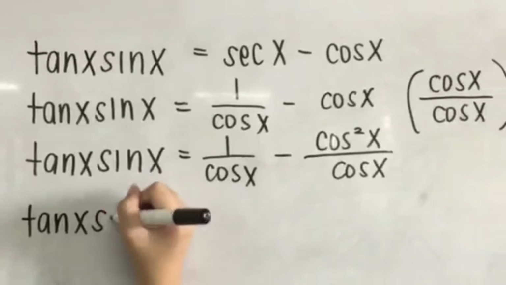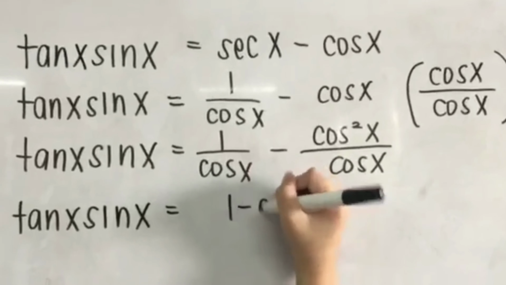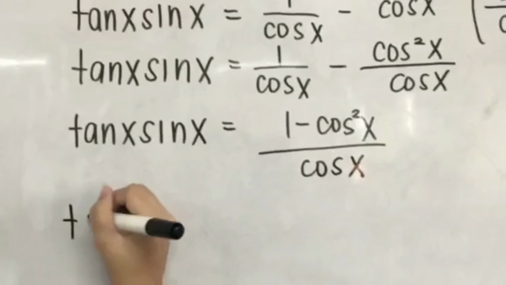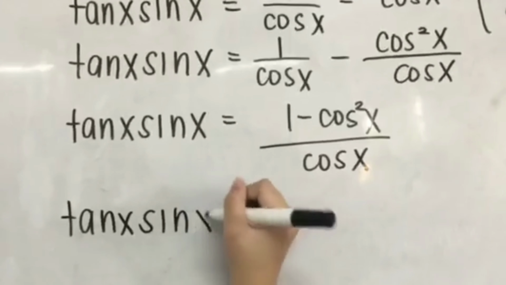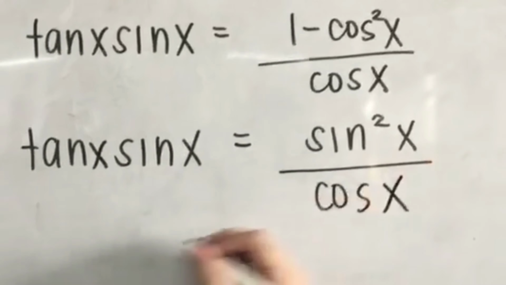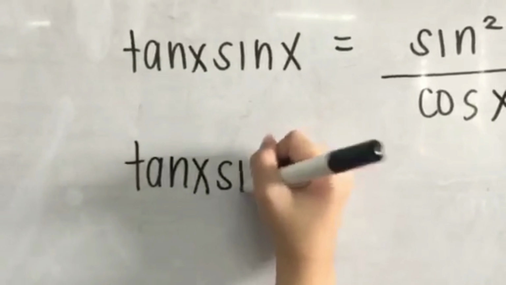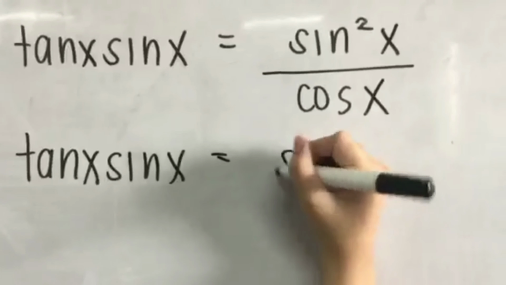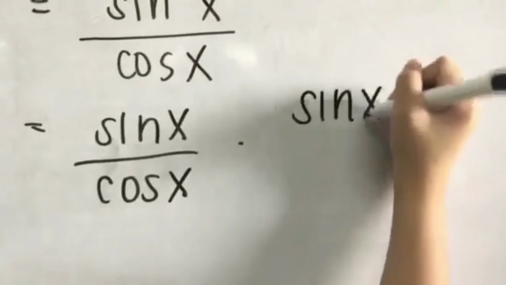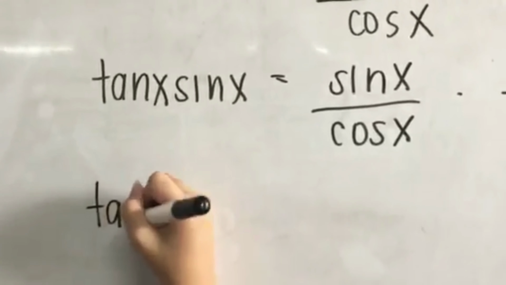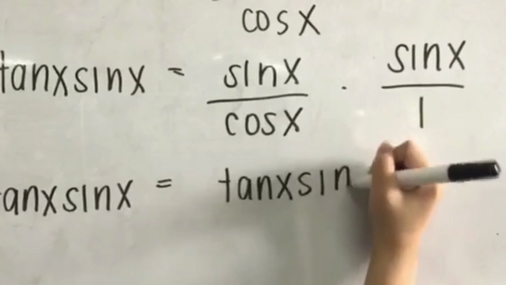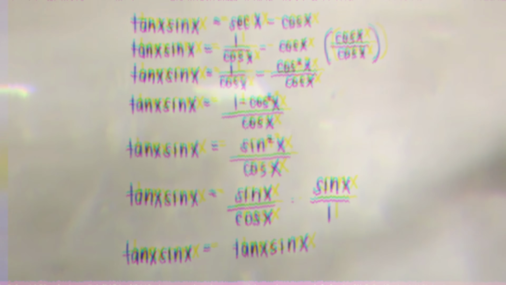Next step, combine the two fractions, which gives you 1 minus cosine squared x over cosine x. Next thing to do is to simplify, which makes it sine squared x over cosine x. Moving on, you will be distributing sine and making 1 as its denominator. And since sine x over cosine x is equal to tangent, you now have tangent x and sine x.